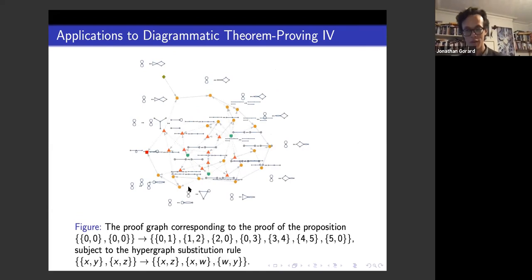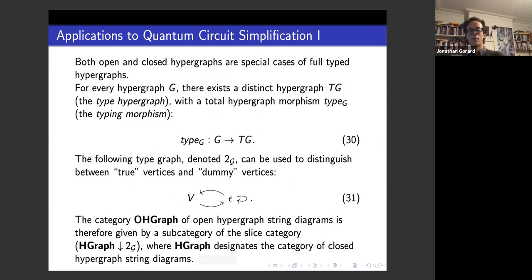So here's an example of a proof graph that was constructed using the automated reasoning system that we built. It's proving a simple proposition that says that this initial hypergraph maps to this final hypergraph subject to this rewriting rule. And we can apply this to solve very practical problems, for instance, in quantum information theory. We can exploit the fact that these multi-way evolution graphs have this structure of FdHilb, this compact dagger-symmetric monoidal category structure, to solve problems in categorical quantum mechanics and quantum information theory.